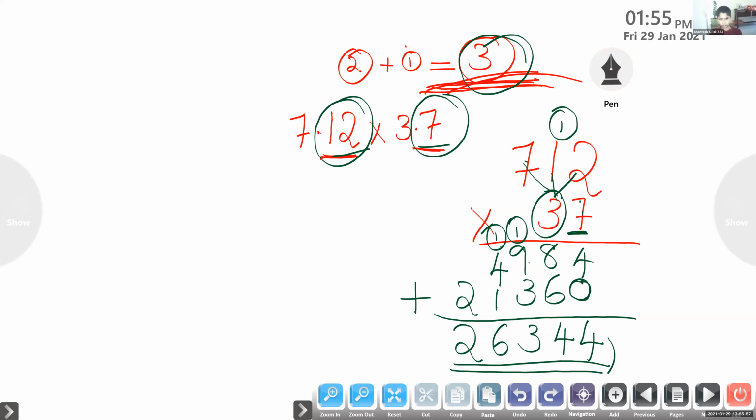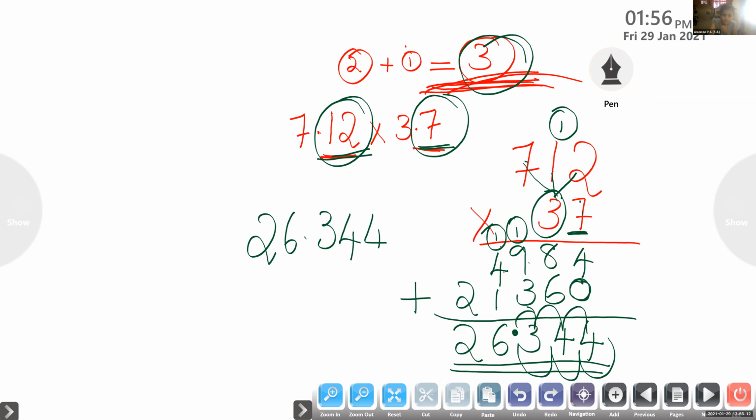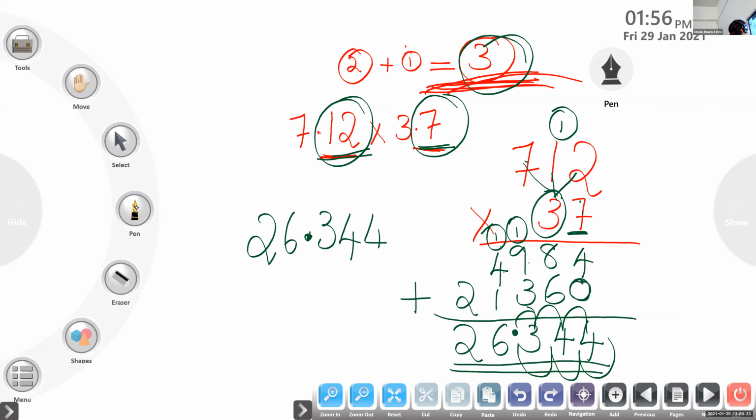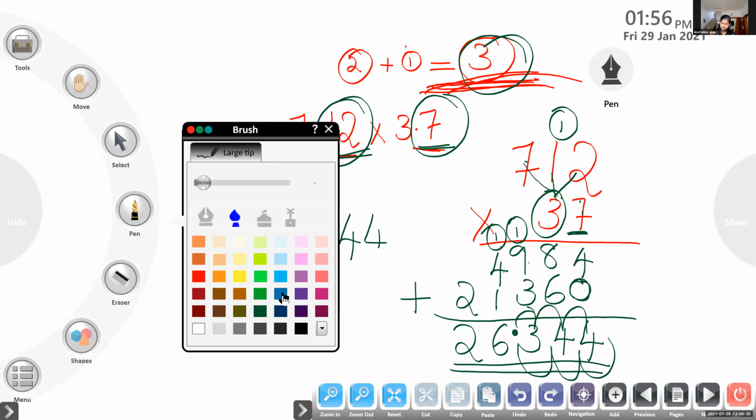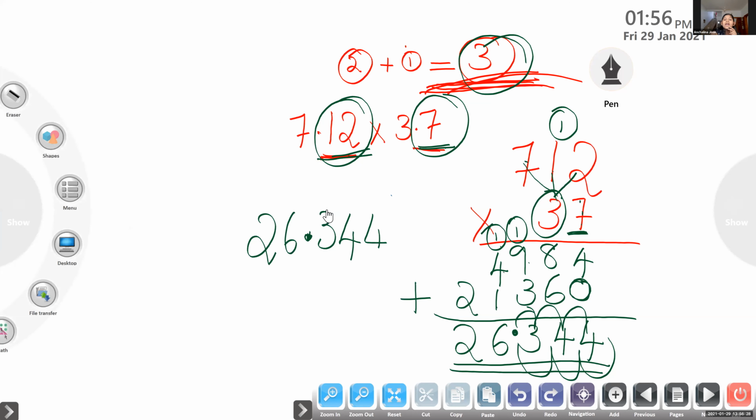So children, 1, 2, 3. After the decimal point, there should be how many digits? 1, 2, 3. So the answer is 26.344. See here 2 and here 1. 2 plus 1, 3 decimal places should be in the answer. So after the decimal point, how many digits should be there? 3 digits. Okay. 1, 2, 3.